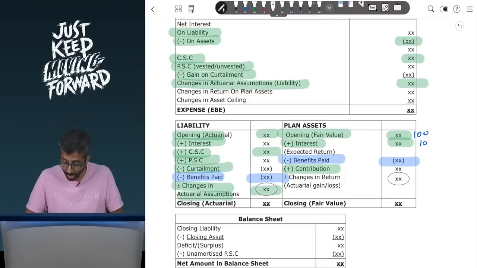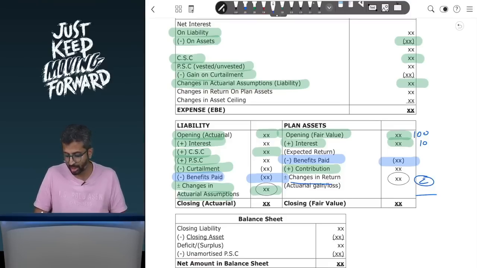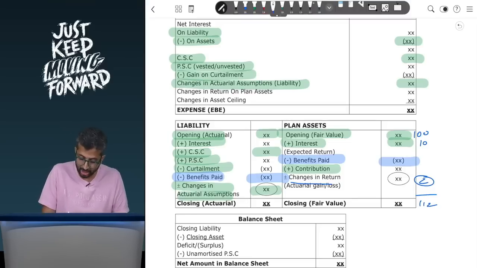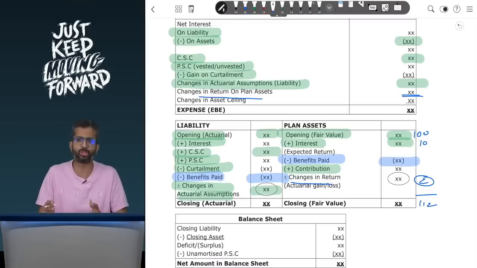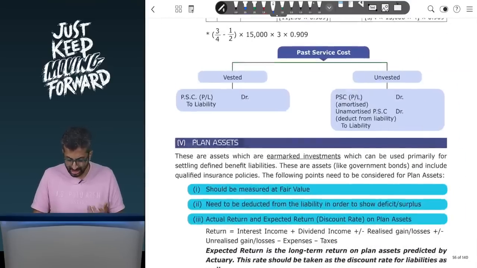My actual return may be 12 rupees, in which case there is a change in return, that is 2 rupees over here, and my closing will be 112, for example, assuming no contribution or no benefits paid. So this 2 rupees will also be called the change in return on plan assets, which will also be going into the profit and loss account. Okay, so this is regarding plan assets.